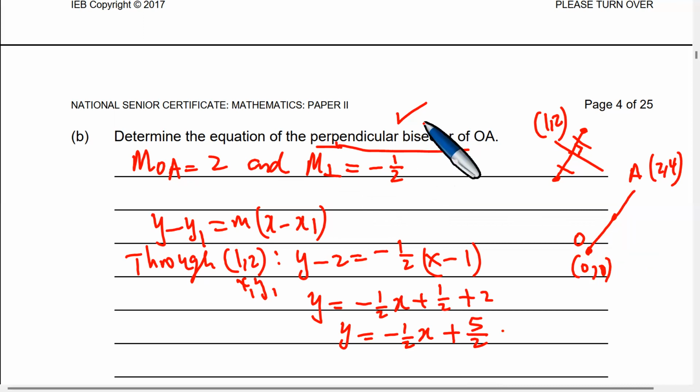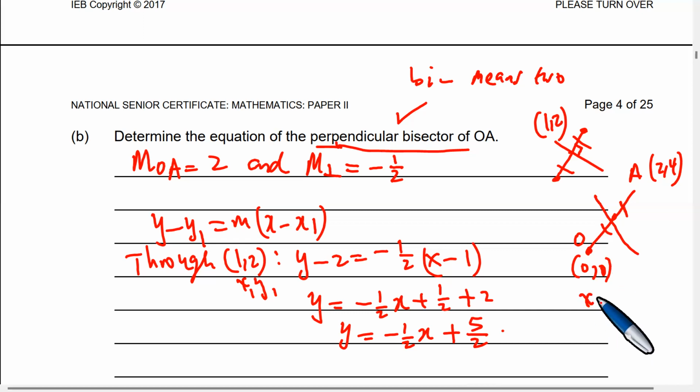In mathematics, the word bisector means that you are dividing into two equal parts, and the prefix bi means 2. So we're speaking about the perpendicular bisector. The bisector cuts in the middle, so we are looking for the midpoint. The formula for the midpoint is x1 plus x2 over 2, and y1 plus y2 over 2. This is the midpoint.